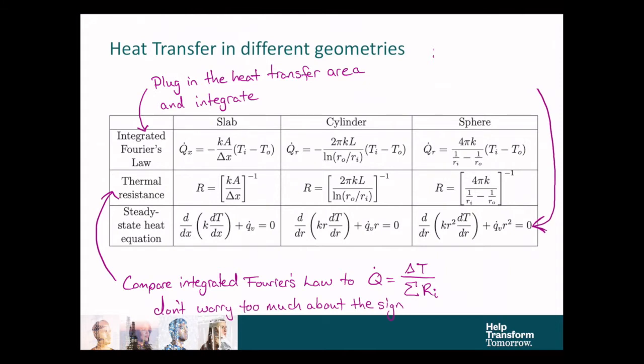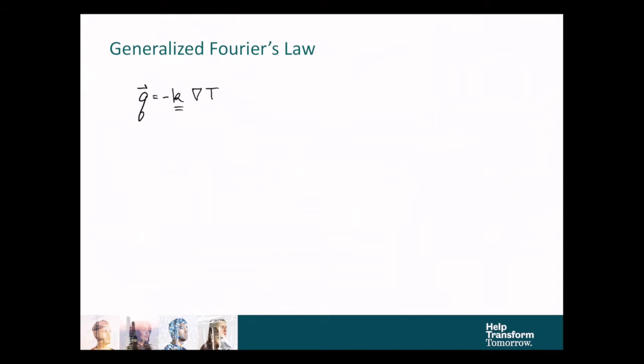And if you look for the cylinder and sphere thermal resistances, because I've defined the logarithmic term as R outer over Ri, that's always going to be positive. And likewise for the sphere, 1 over Ri minus 1 over R outer is always going to be positive. So don't worry too much about the signs. And finally, for the steady-state heat equations, we just did a shell balance on the geometries. So this is a comparison of everything we've done in the past 2 weeks.